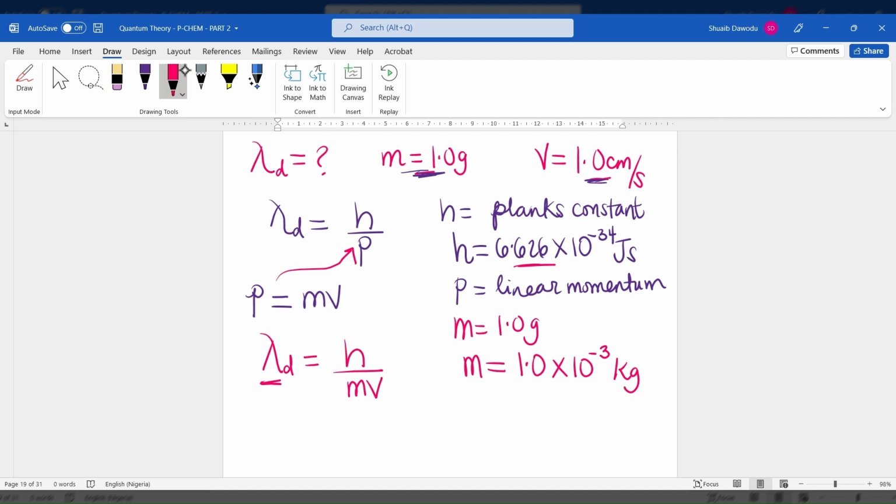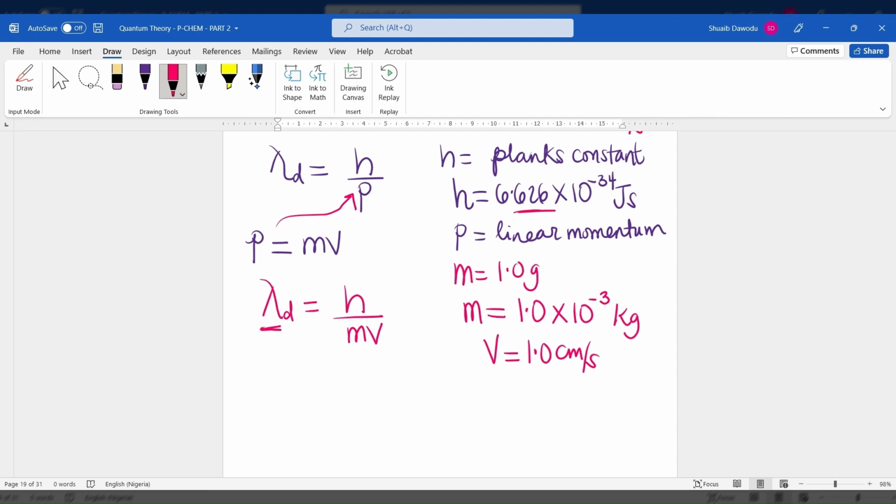Next, we do the same for velocity, which we're given to be 1.0 centimeter per second. I'm going to turn it from centimeter per second to the actual SI unit, which is meter per second. So velocity becomes 1.0 times 10 raised to the power of negative 2 meter per second, remembering that centi is just times 10 raised to the power of negative 2. So I went from centimeter per second to meter per second. Now we actually have the value for our mass and the value for our velocity.